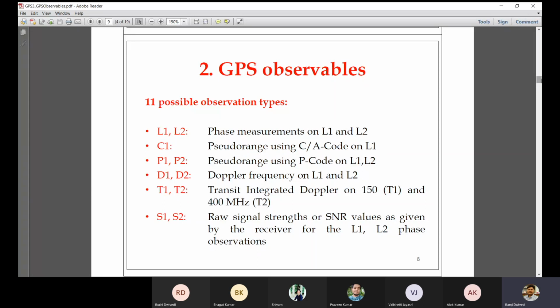Please remember, the phase measurement on L1 and L2 means that when the signal reaches the antenna, it records the incoming phase, and the receiver itself generates a replica of the carrier wave inside it and measures the difference between these two. For the pseudo range, as I told you, the moment the signal is received at the antenna, the receiver generates a replica of the code and correlates it to estimate the time of travel. So L1, L2, C1 and P1, P2, these top five are the key observables that are popularly used whenever you work on any kind of GPS data set.